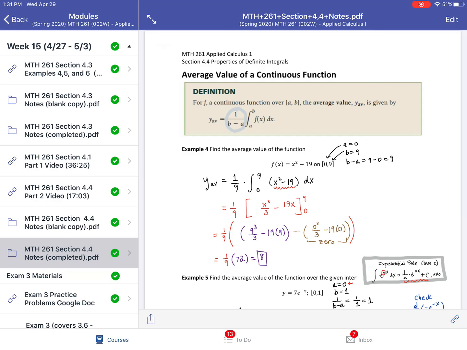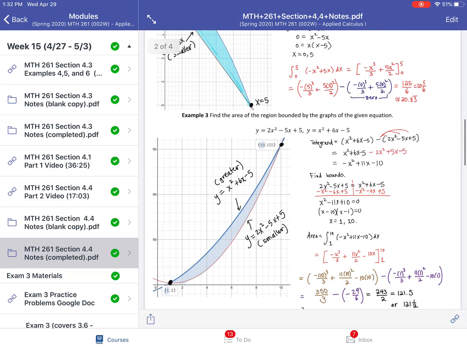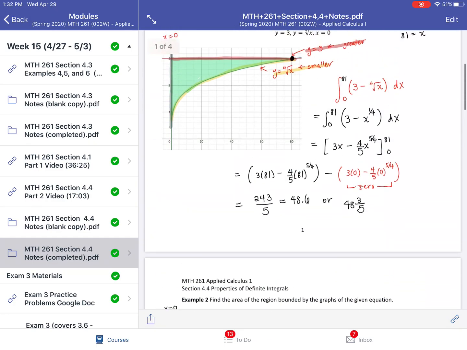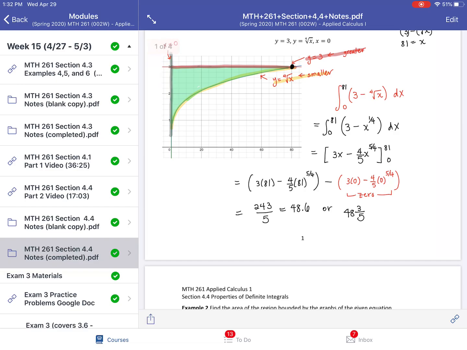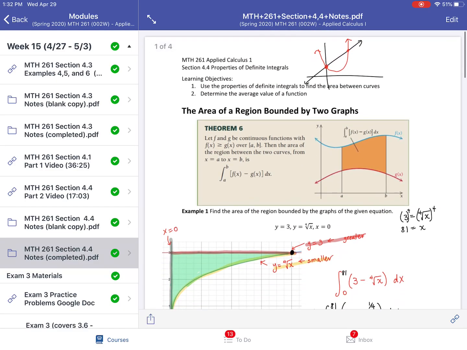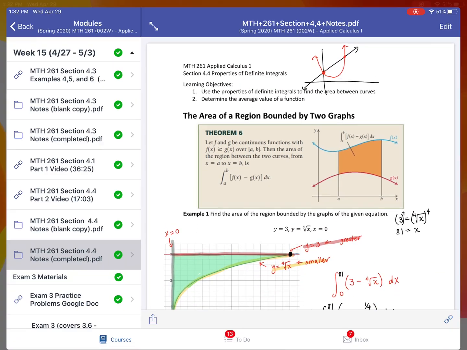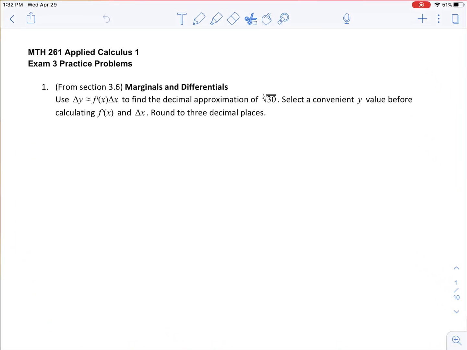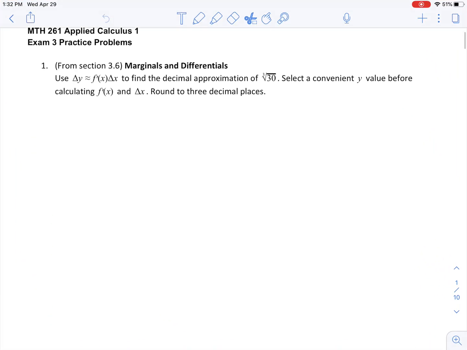But the second part, average value of a continuous function, got a little bit confusing where I started using the exponential rules. But this part will just help you on the 4.4 MyMathLab homework, which is not due until this Sunday. So if you just want to focus on exam review for right now, you can just watch the 4.4 part 1 video. Okay, so that resource is available for you right now.